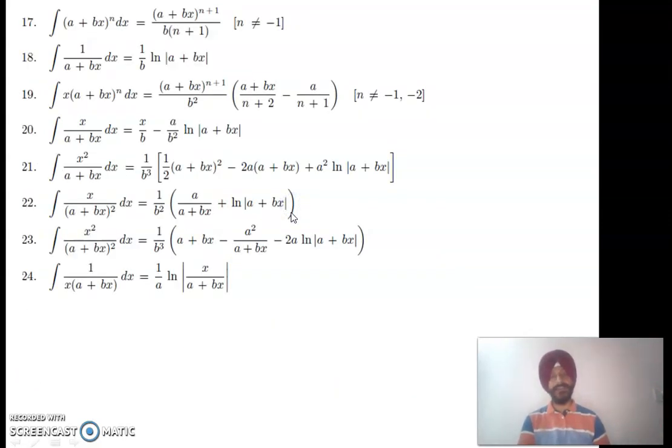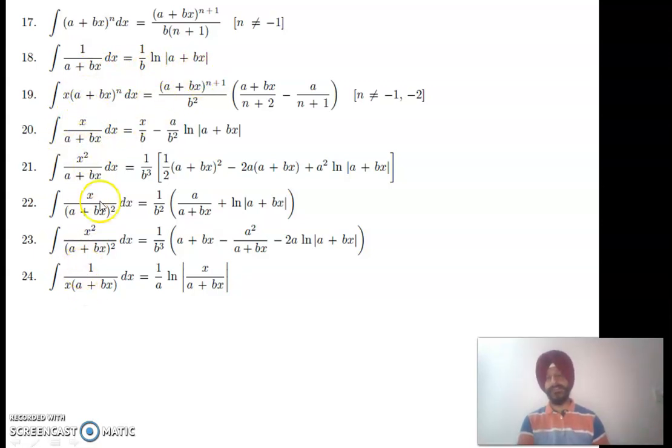More standard results are there when we have algebraic expressions. The integral of a plus bx raised to the power n is a plus bx raised to the power n plus 1 over n plus 1, into 1 over the coefficient of x. Students, just remember that the coefficient of x is written in the denominator. Similarly, the integral of 1 over a plus bx dx is equal to 1 over b, because the coefficient of x is b, so log of a plus bx.